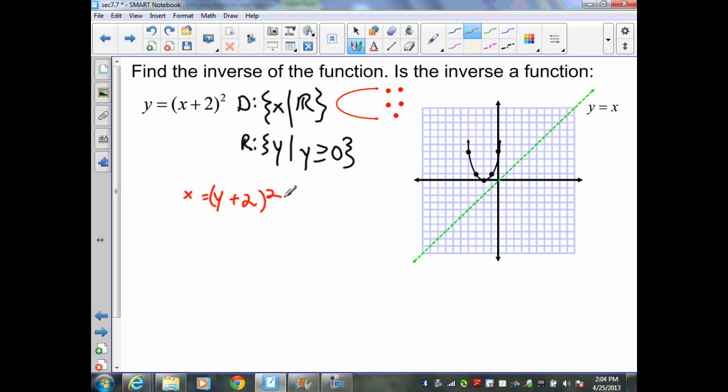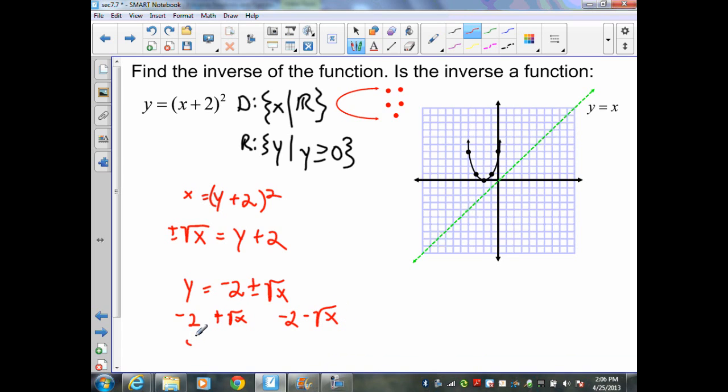Let's take the square root of both sides. When I do, I get the square root of x, that will be plus or minus, equals y plus 2. Solve for y. Subtract 2 on both sides. Y equals a negative 2 plus or minus the square root of x. Now I need to determine values for two parts, negative 2 plus the square root of x and a negative 2 minus the square root of x.